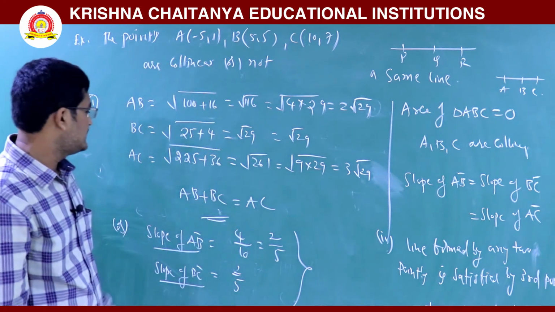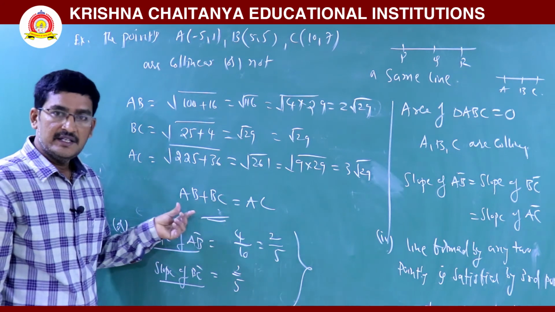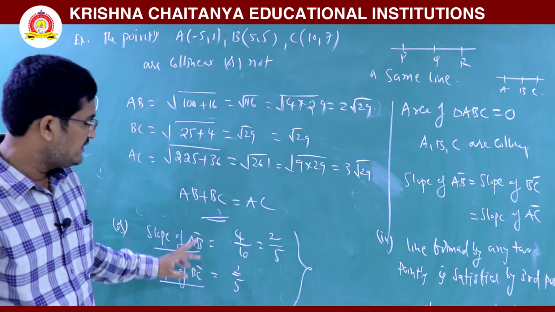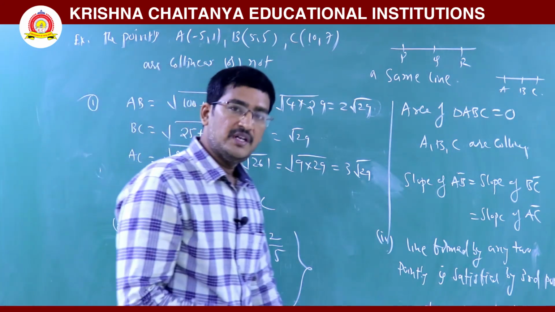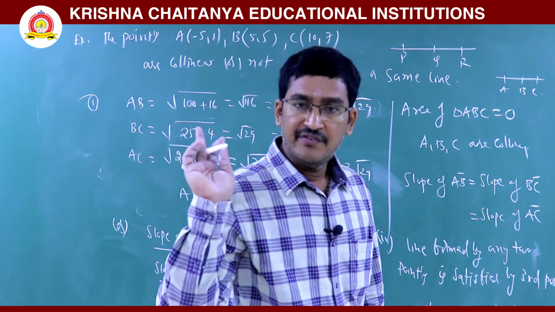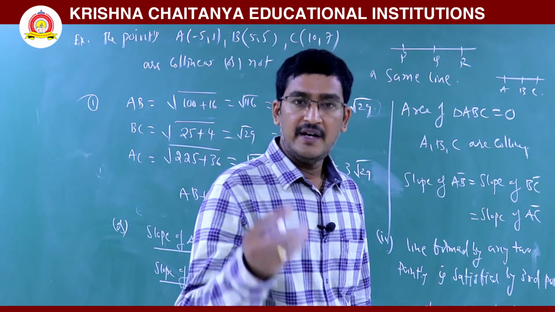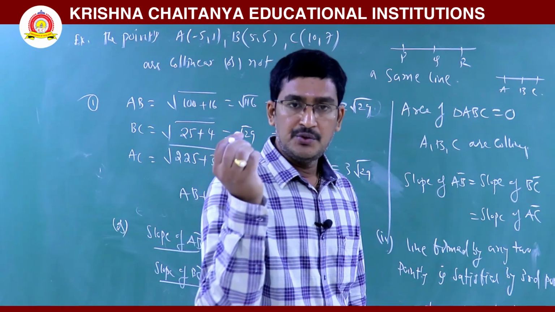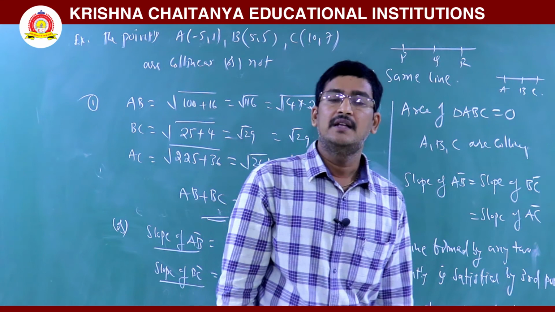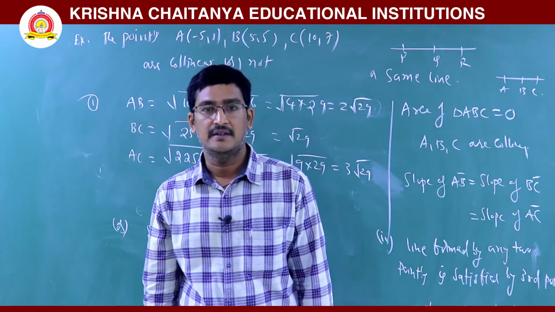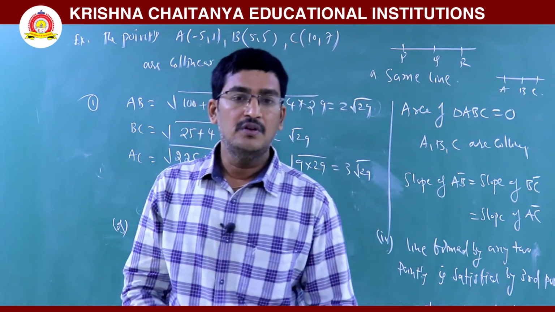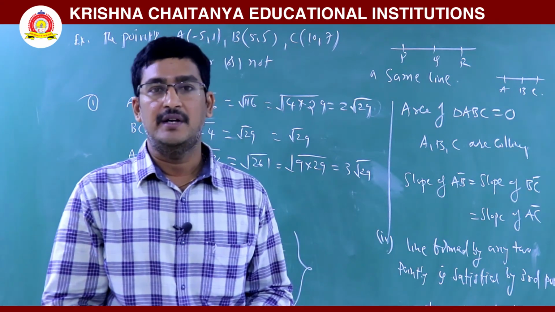So there are 4 methods. AB plus BC equal to AC here, so ABC are collinear. Slope of AB bar is equal to slope of BC bar, so ABC are collinear. Area of triangle ABC formed by those 3 points is 0, so ABC are collinear. Suppose you find the line equation AB bar and substitute C, C satisfies AB, then also you have to say ABC are collinear. Okay. This is the method to find the collinearity of any 3 points. Okay. Thank you.